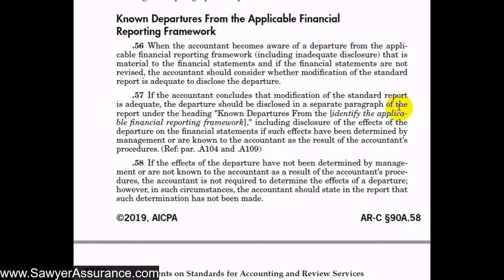So either known departures from generally accepted accounting principles or the tax basis of accounting, whatever financial reporting framework we're using. And if management or we have determined the effects of that departure on the financial statements, then we should disclose that as well. However, if the effects of that departure have not been determined by management, or we weren't able to determine the effects of the departure, we as the accountant are not required to determine the effects of that departure. We can just state in that paragraph that the determination of the effects has not been made.